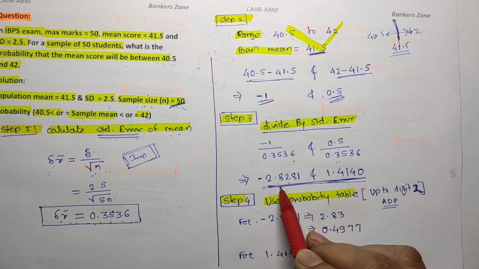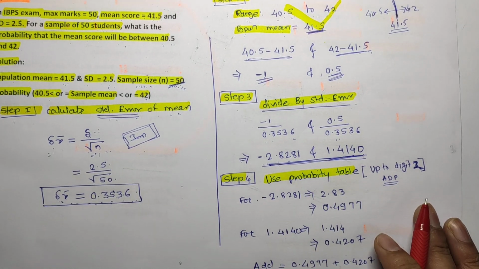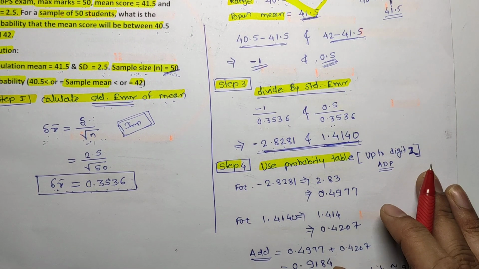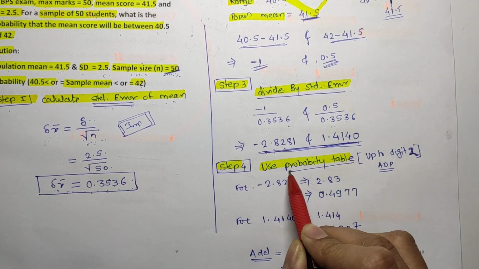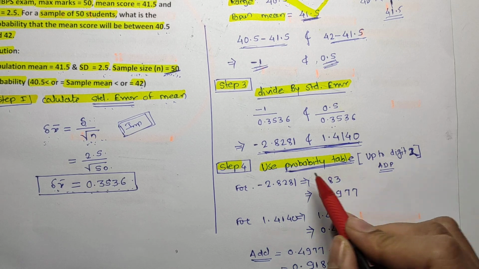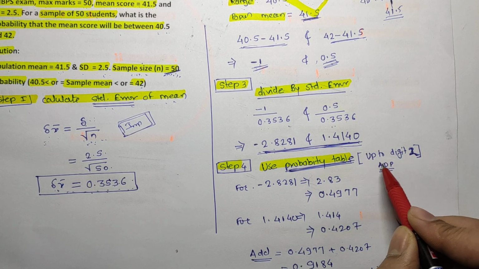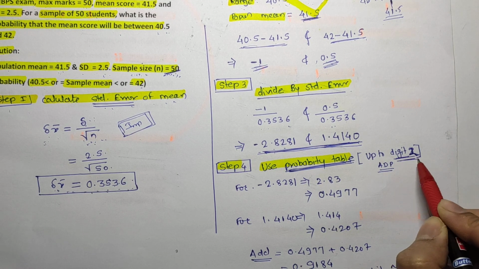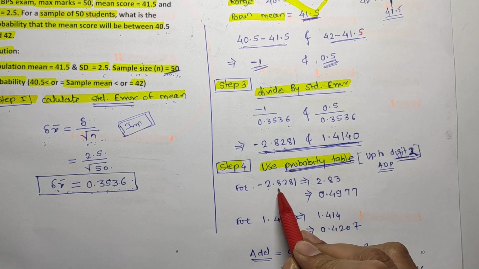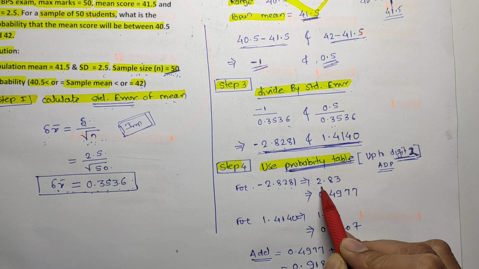Okay, you got those two values. Now the next step is very simple. We have to use the probability table, and in the probability table we only take the value after the decimal point. Only 2 digits you have to take. So 2.8281 you can write as 2.83.